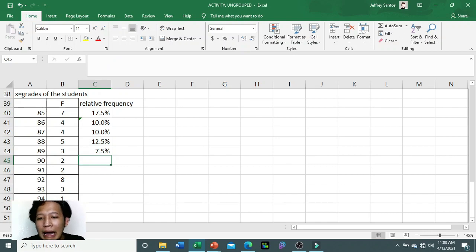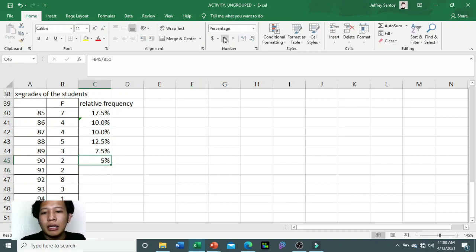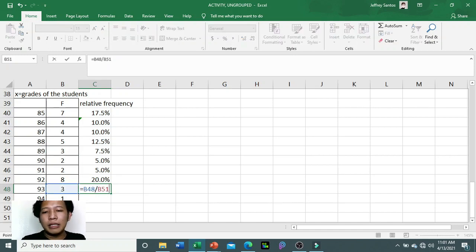Then we also have 2 divided by 40. So that would be 0.05, or 5%. And then the other one is 2 divided by 40, again 0.05, or in percent, 5%. We also have 8 divided by 40. So that would be 0.2, or in percent, 20%. And then we also have here 3 divided by 40, so that will be 0.075, or in percent, 7.5%.